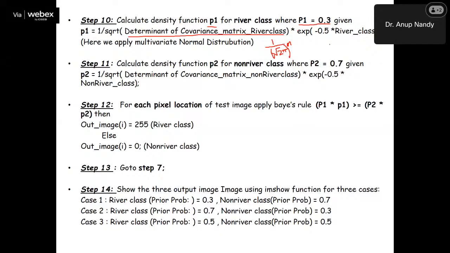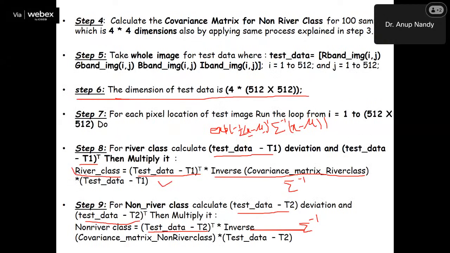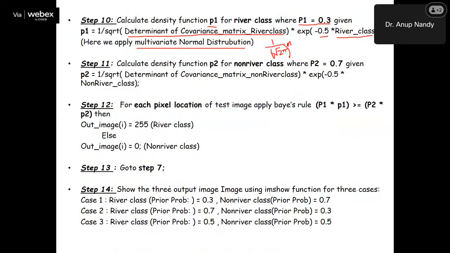Multiply by exp of minus half. So there was a formula of 1 by root over 2 pi to the power m, determinant of sigma to the power half, exp of minus half. So minus half is 0.5 into, that is the river class. We are applying this multivariate version. For the river class, you have already calculated this component, you have already computed it. I'm just going to add the minus half, which was not there. So I'm going to write minus 0.5 into river.